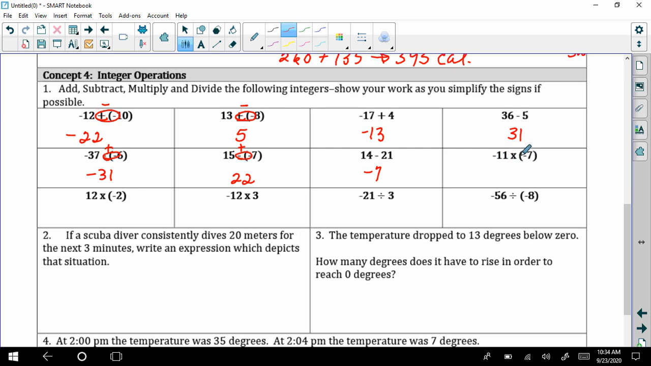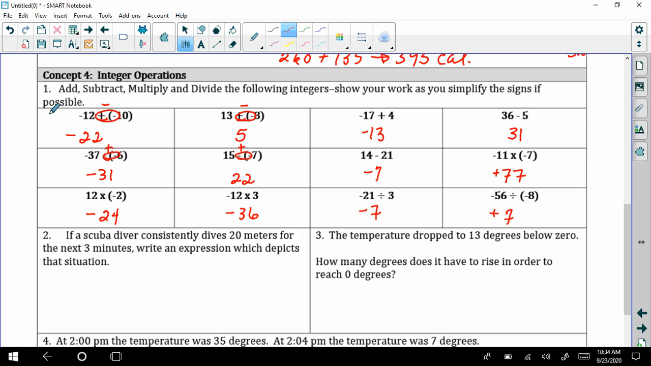Negative 11 times a negative 7. Negative times a negative is a positive. 11 times 7 is 77. 12 times negative 2. So positive and negative is a negative. 12 times 2 is 24. A negative times a positive, so 12 times 3, so negative. 12 times 3 is 36. Negative 21 divided by 3, positive and a negative here, so it's going to be negative 7. And negative 56 divided by negative 8, so negative and a negative makes a positive. 56 divided by 8 is 7. I like 7s today, it seems like.